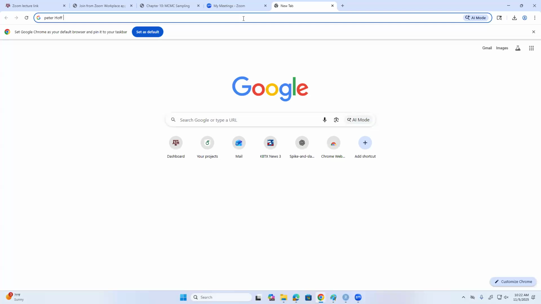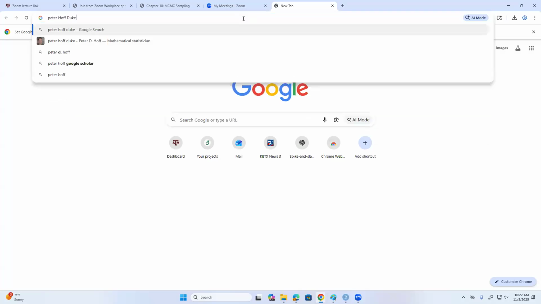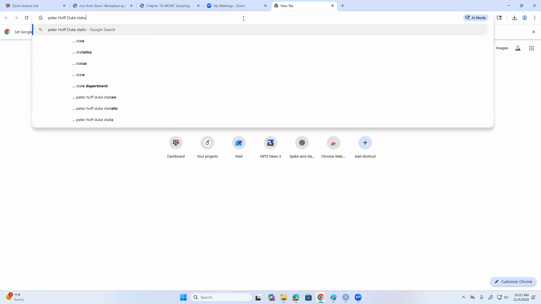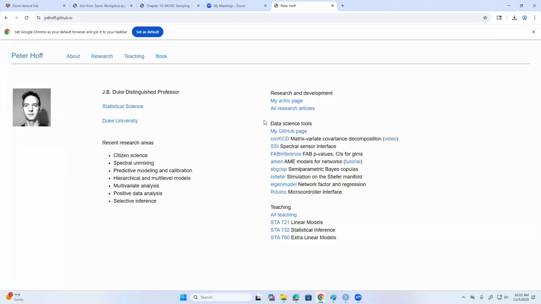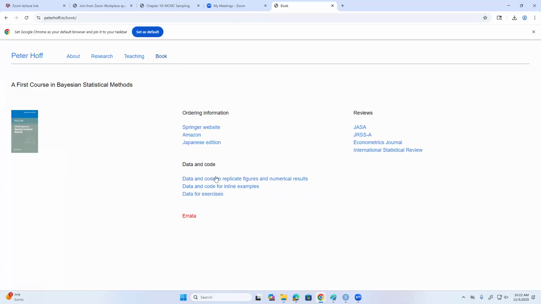Peter Hoff is the author of the book that we are using in this course. So Peter Hoff, Duke Statistics, and then book. So data, code to replicate figures, data, code for inline examples, data for exercises. So click there and you'll find the data. I'm sure you are familiar with this web page.